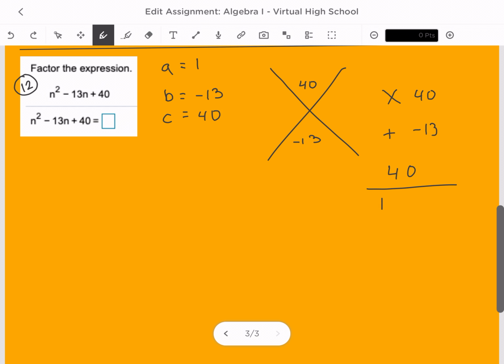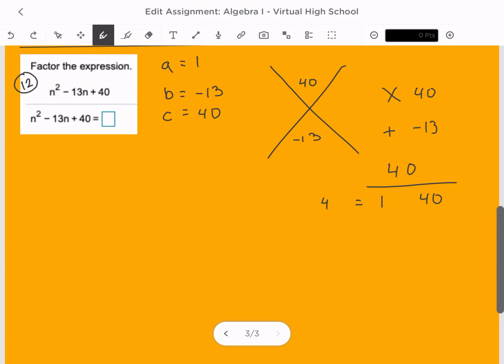So 40 divided by 1 is 40. And if I add those together, I'm going to get 41. That's no good. 40 divided by 2 is 20, but if I add those together, I'm going to get 22. That's no good. If I do 40 divided by 3, that's not going to work. 40 divided by 4 is 10. If I add those together, I get 14, not quite. 40 divided by 5 is 8, and I add those together, I get 13.